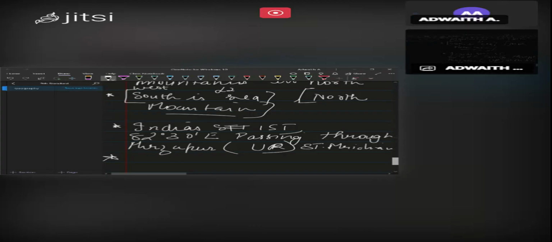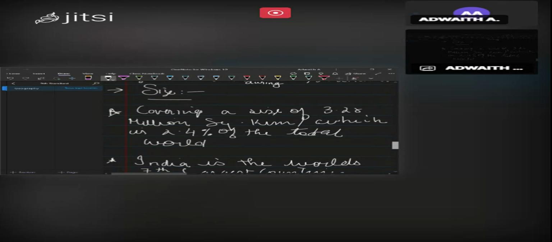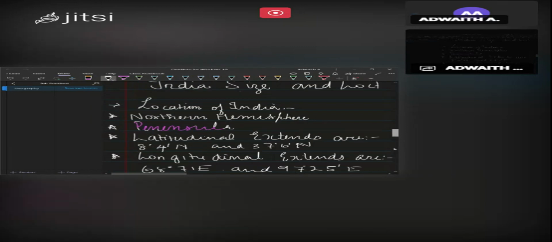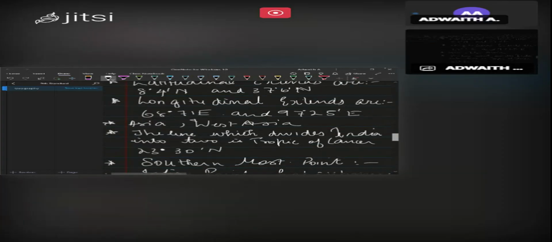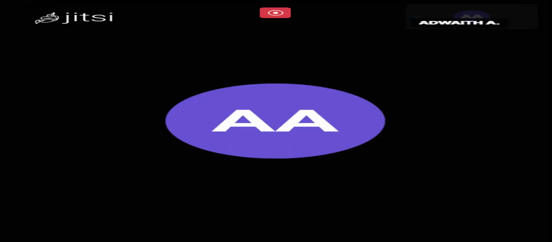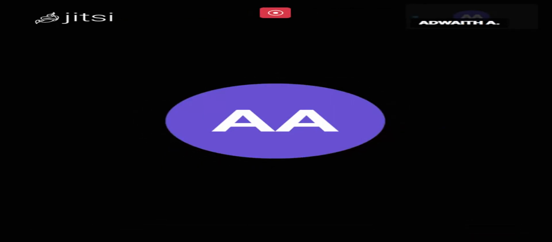Okay. Then, 1 second. People please wait. I will just close OneNote and open it again because there is some issue. It is not constant. It is moving. Please wait.